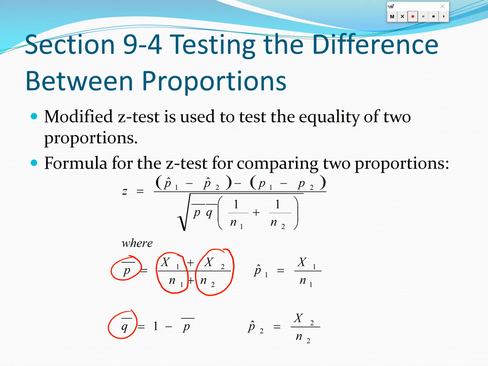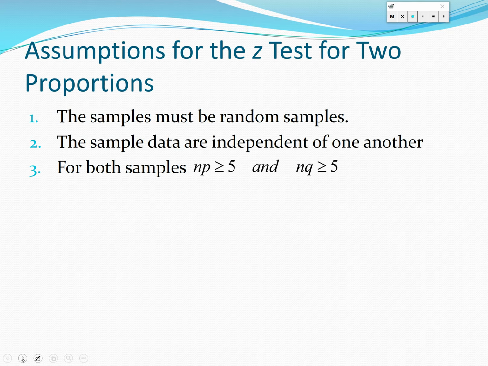We haven't seen P bar before, but then P bar and Q bar are related the same way that P hat and Q hat are. So if you know P bar, you can find Q bar by doing 1 minus P bar, or we can also do the relation P bar plus Q bar will equal 1. Okay? So those relationships are still the same. The idea of P bar and Q bar, that's the new idea for us with this z-test.